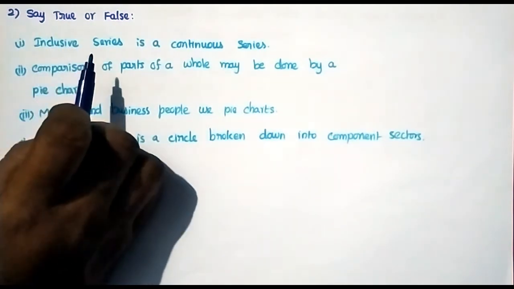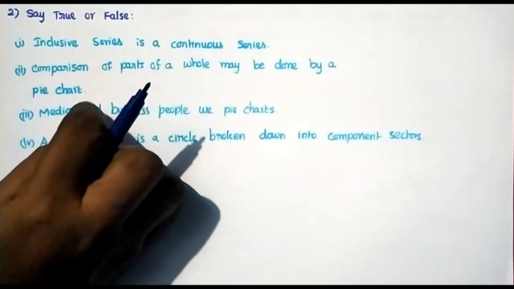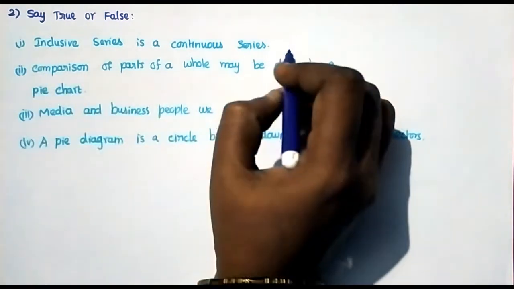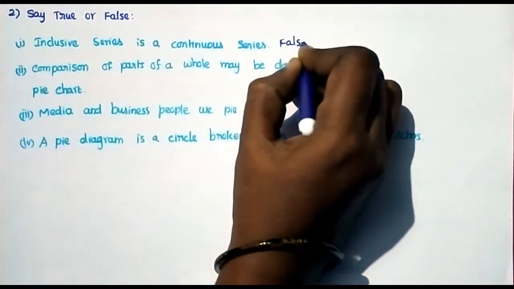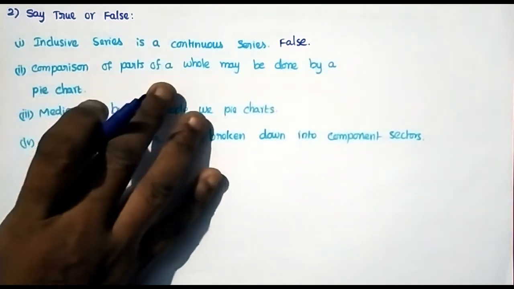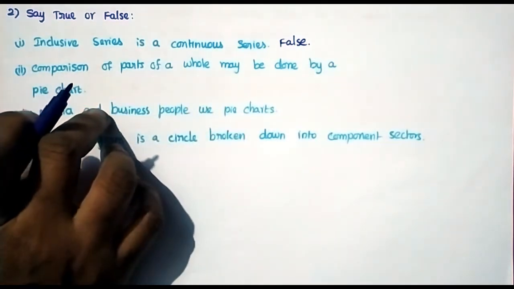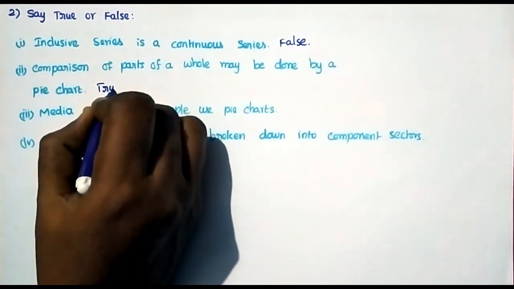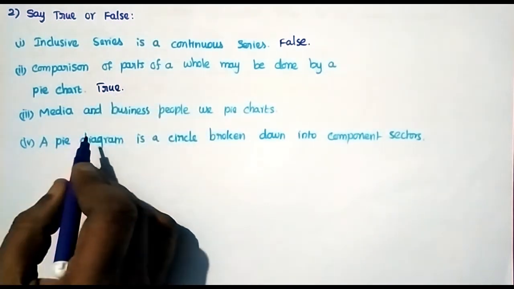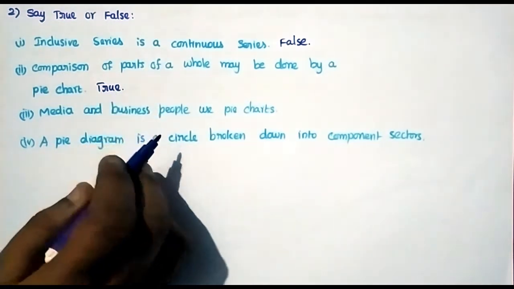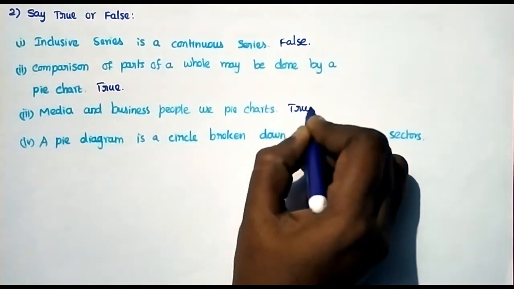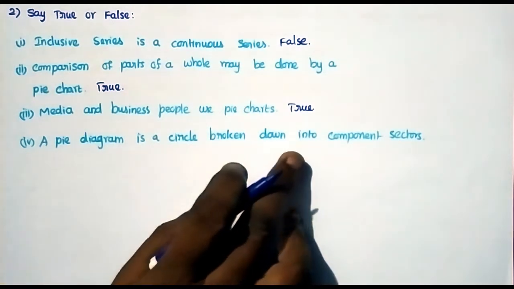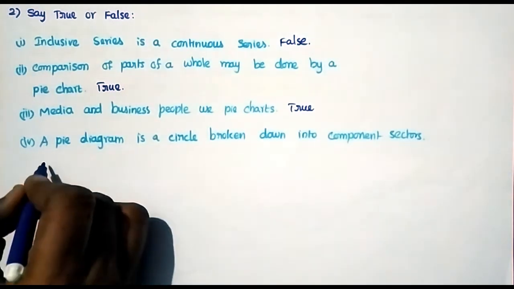Second one, say true or false. First one, inclusive series is a continuous series. We know that very well. Exclusive series only is the continuous series, but they gave inclusive series, so that is a false statement. Next one, comparison of parts of a whole may be done by pie chart. Yes, true. Media and business people use pie chart. That is also a true statement. Pie diagram is a circle broken down into component sectors. Yes, true.